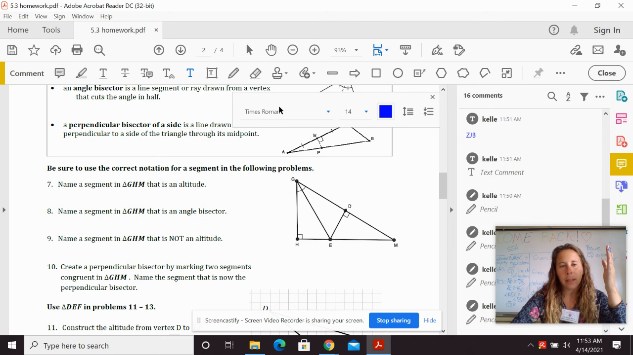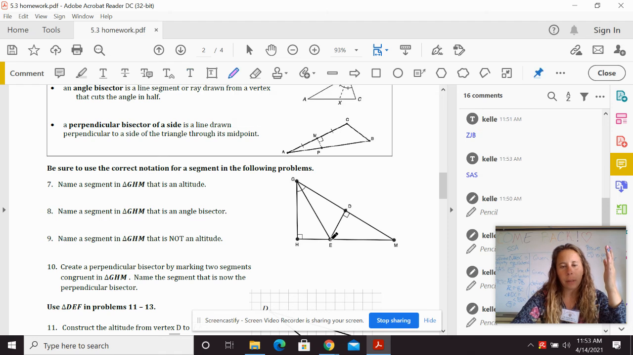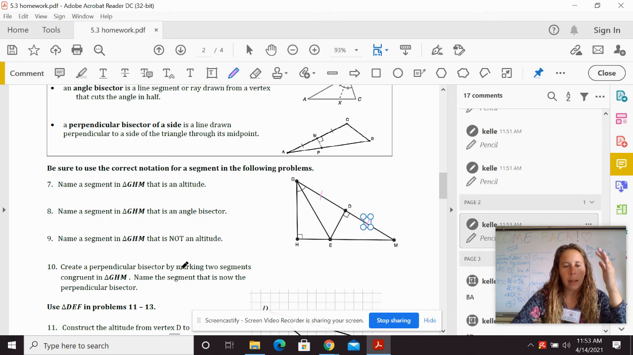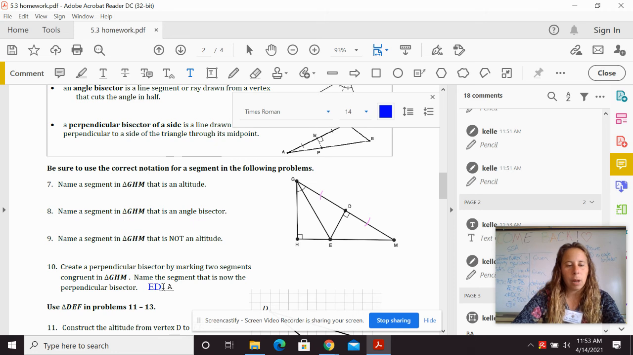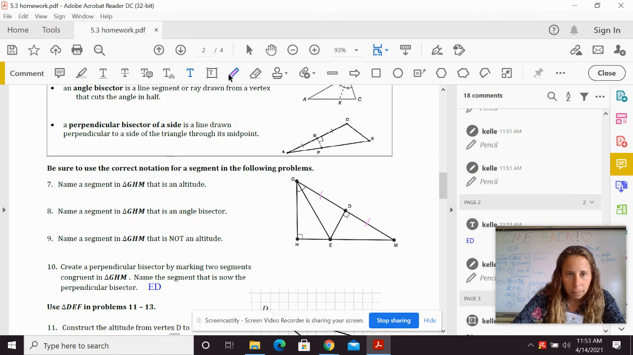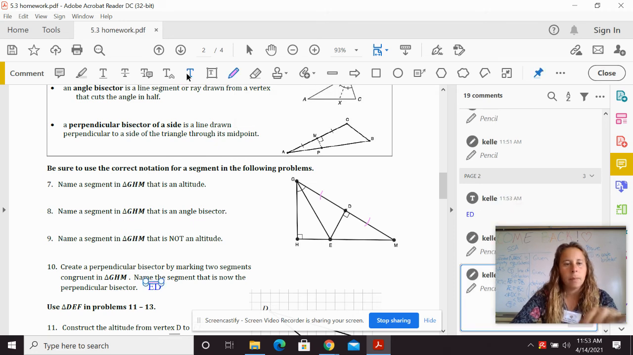So that's ED. This is going to be our perpendicular bisector. It cuts this line in half, so we're going to mark this side congruent to this side. The segment that is now the perpendicular bisector is ED. You should draw a line over it. I'll draw a line over it. There. Okay.